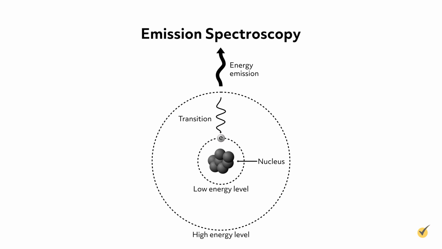As mentioned previously, the energy differences between electron ground states and higher energy levels are atom and molecule specific. Therefore, the wavelength of light emitted from a specimen can tell us what atoms and molecules are present. This corresponds to the bright lines seen on the emission spectra.